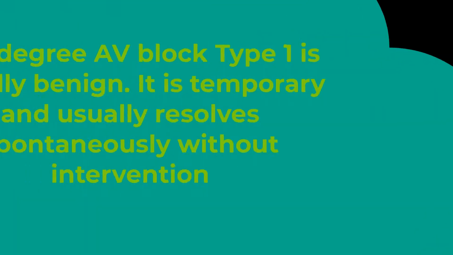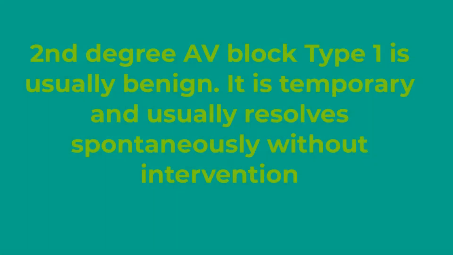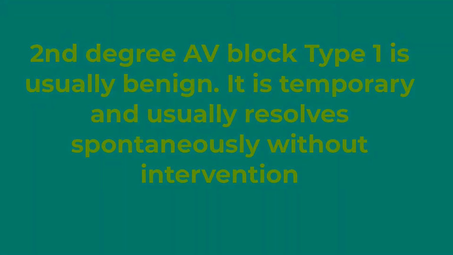Patients with second-degree AV block type 1 are usually asymptomatic, because the cardiac output oftentimes remains within normal range. The ventricular rate oftentimes is normal, and thus cardiac output is preserved. However, in some instances, if the heart rate is slow, then we should treat the heart rate. But in general, Mobitz type 1 is a benign rhythm.